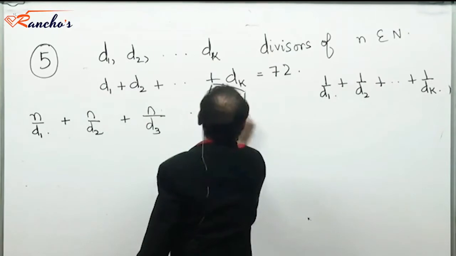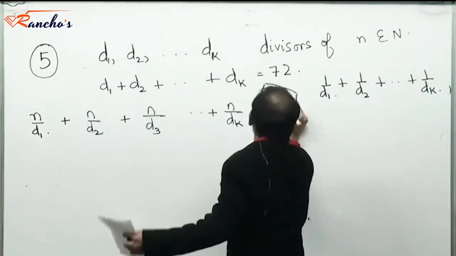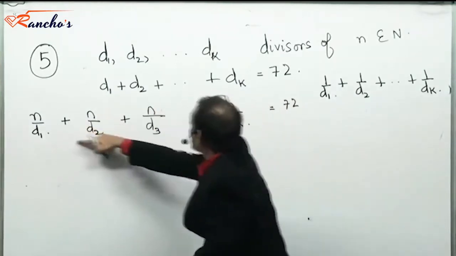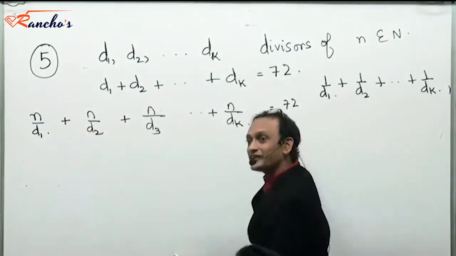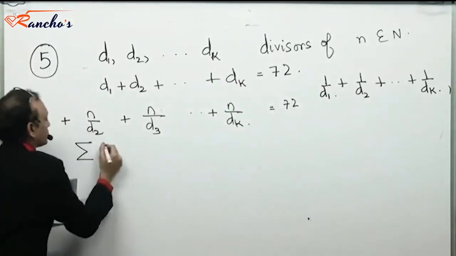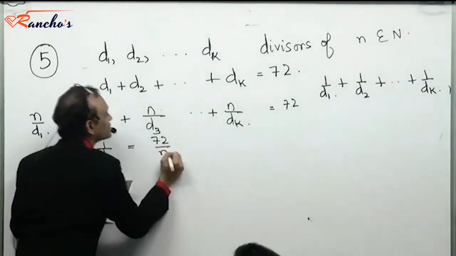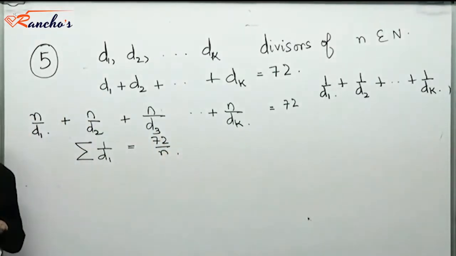N by dk will also be a divisor of n, some number here. And this must also be 72. It's the same set rearranged, yes or no? So then what? Summation 1 by d1 is 72 by n. 72 by n, yes or no?